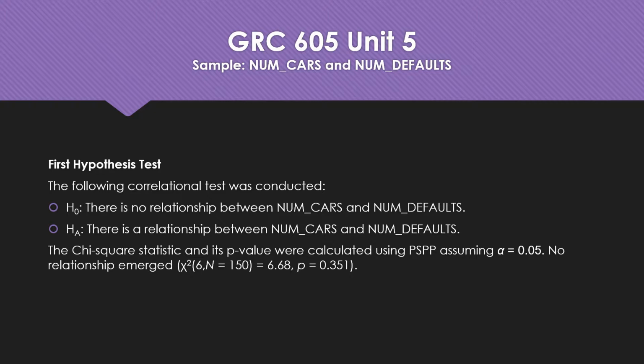Formula, the chi-square presented 6 degrees of freedom. There were 150 cases. The statistic of the chi-square was 6.68 and the p-value was 0.351.